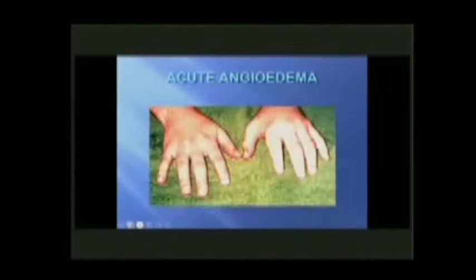This is angioedema of the hands and fingers. It shows that it can spread and obscure the bony borders or the bony landmarks. This is an example of a patient with eyelid angioedema.